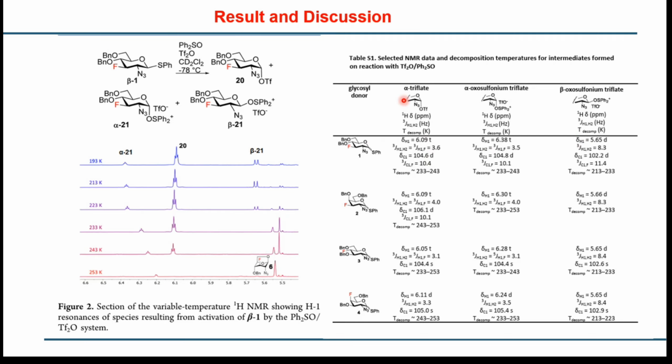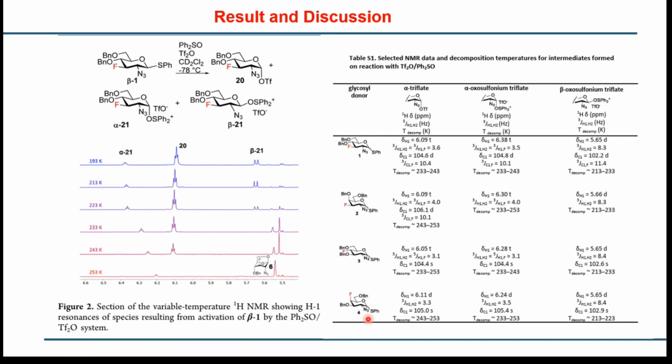So maybe here the alpha triflate is having a more deshielded carbon, as well as this triflate having more effect, deshielding at the C1. So it's coming to a lower chemical shift value compared to the beta sulfonium intermediate.